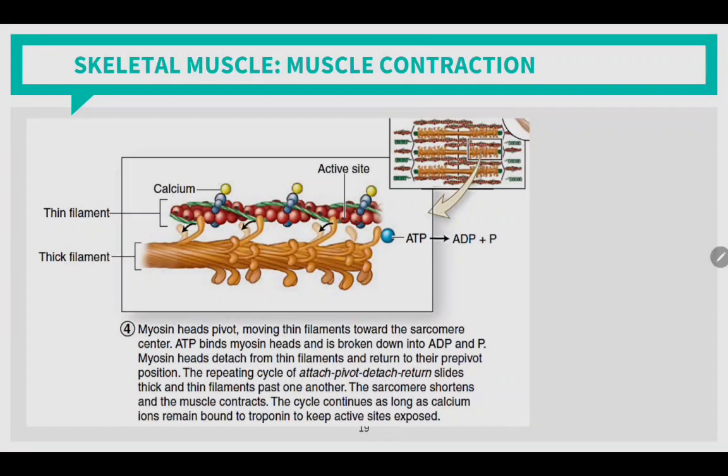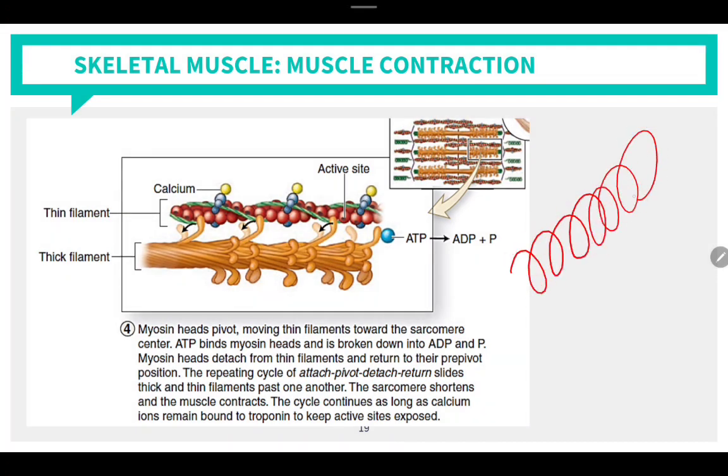For number 4, the myosin head pivots, moving thin filaments toward the sarcomere center. So, ibig sabihin, guys, parang pattern yung movement niya. So, the repeating cycle of attach, pivot, detach, return, and slides of thin and thick filaments pass one another, making a contraction. The sarcomere shortens and the muscle contracts.